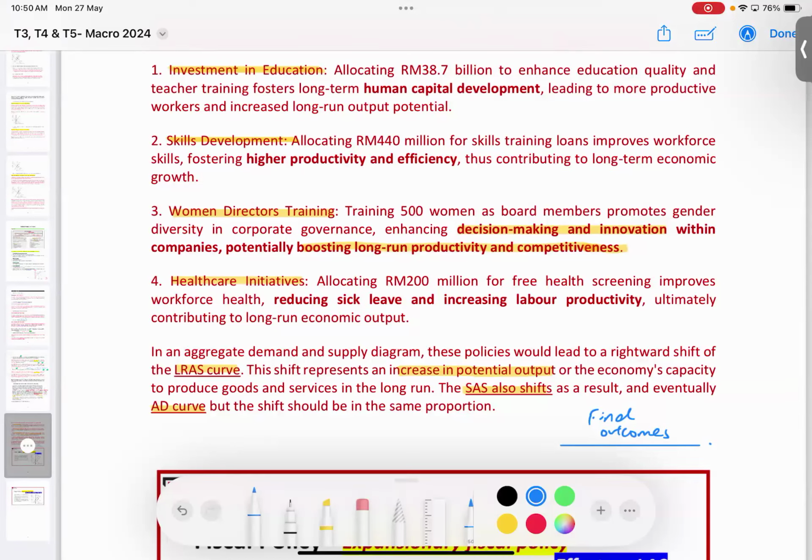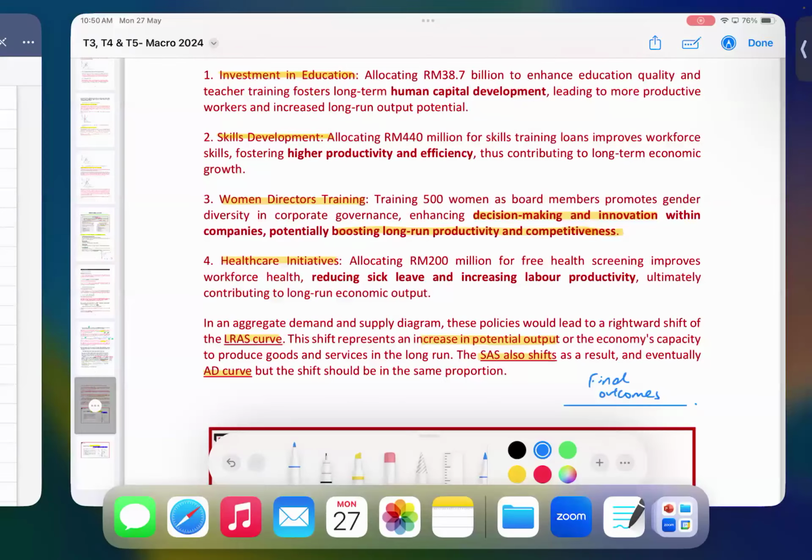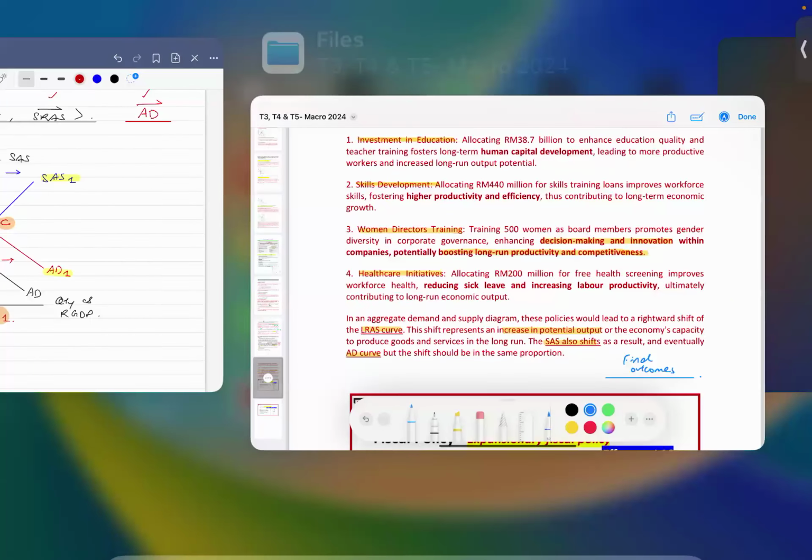Next week's lesson is the Phillips curve, the inflation and unemployment. That one will be super duper important. Can be quite heavy next lesson. So next lesson, there will be more graphs that you need to know. So stay tuned for next week's lesson.